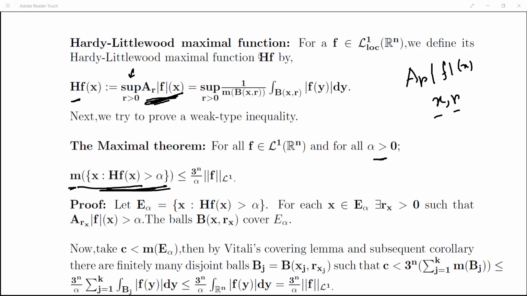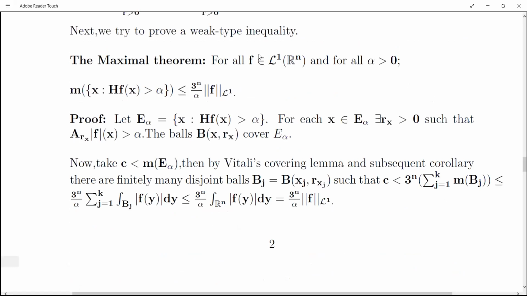So you define a set E alpha to be the set of all x such that the maximal function of f at x is greater than alpha. You want to show that the measure of E alpha is bounded by that thing. So for each x in E alpha, you get a positive radius, let's call it Rx, such that the average value of mod f on the ball of radius Rx is greater than alpha. This just follows from the definition.